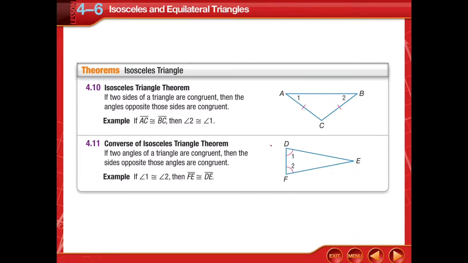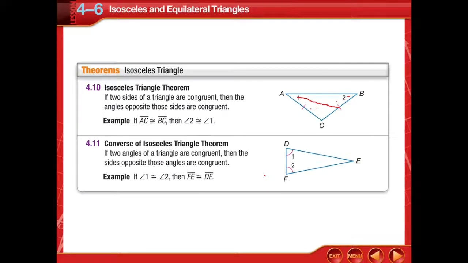are congruent. So if I have segment AC and segment BC, angle B is opposite segment AC, and angle A is opposite segment BC. Those segments are also congruent. Remember, the converse states the opposite.